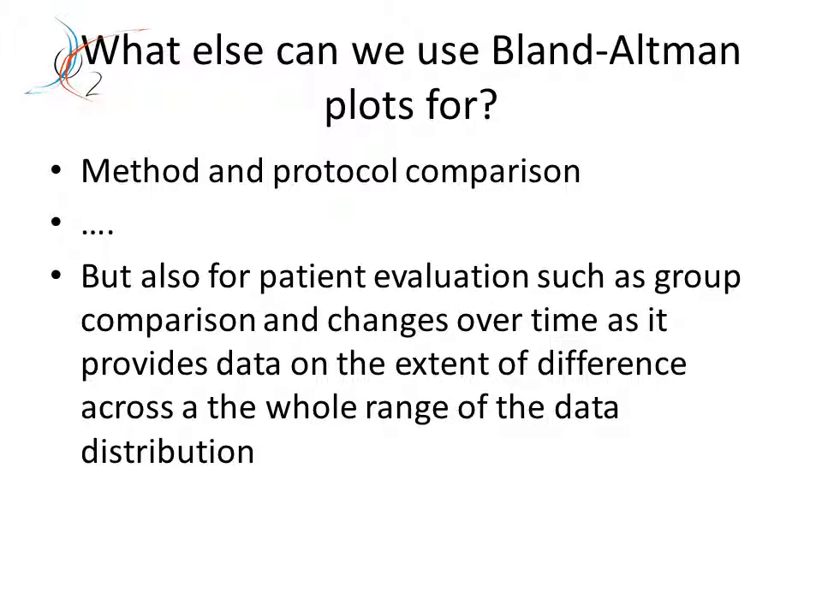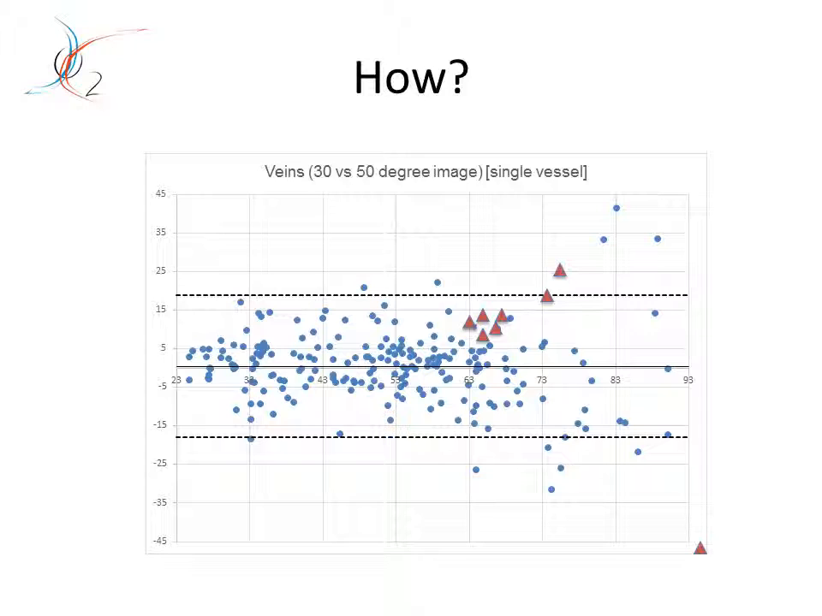I also think we should have a look at those Bland-Altman plots a little bit further, not just to compare the methods and look at the quality of our test, retest reliability, but I think they could be useful for looking at patient evaluation and differences between groups too. And what I mean by that is, for example, I've just added a few little extras in here, as you can see with the red triangles.